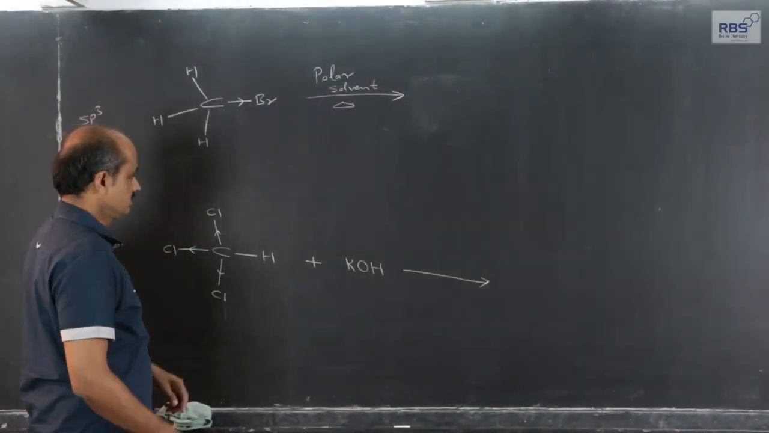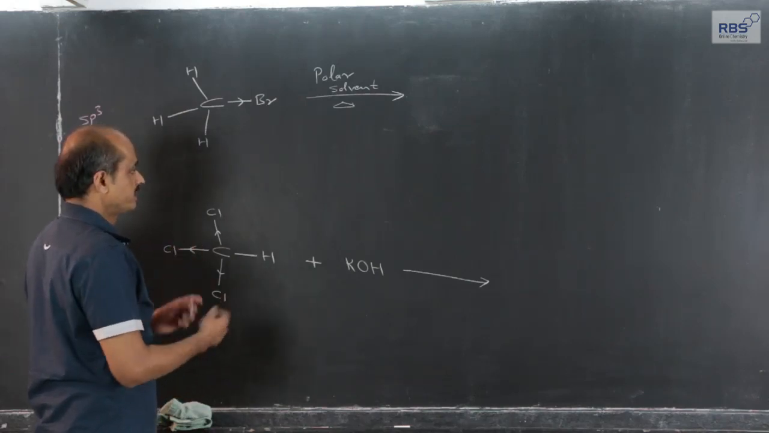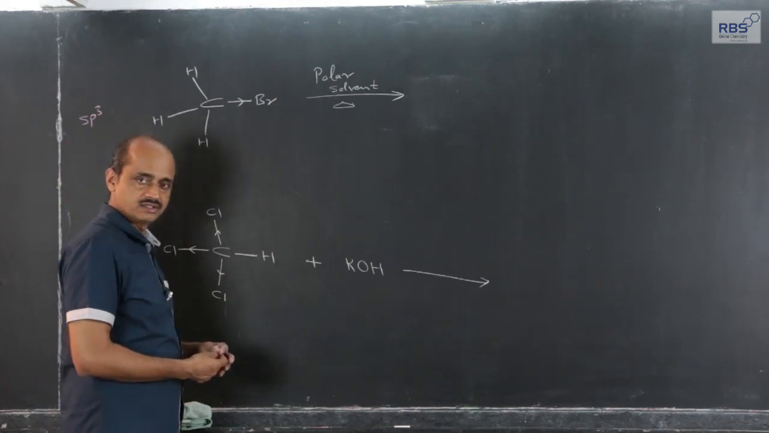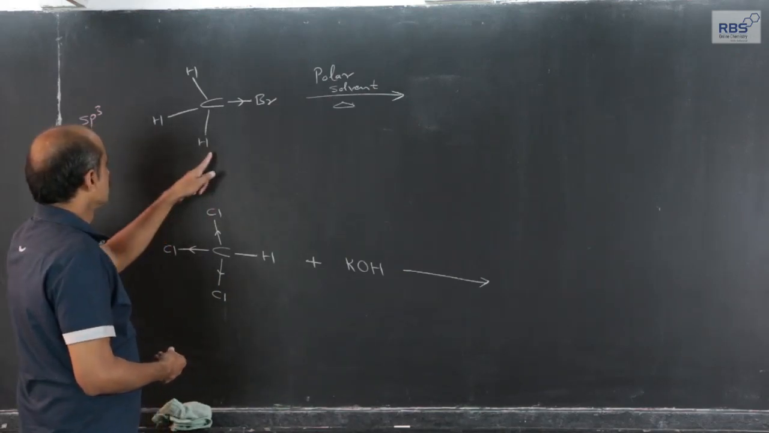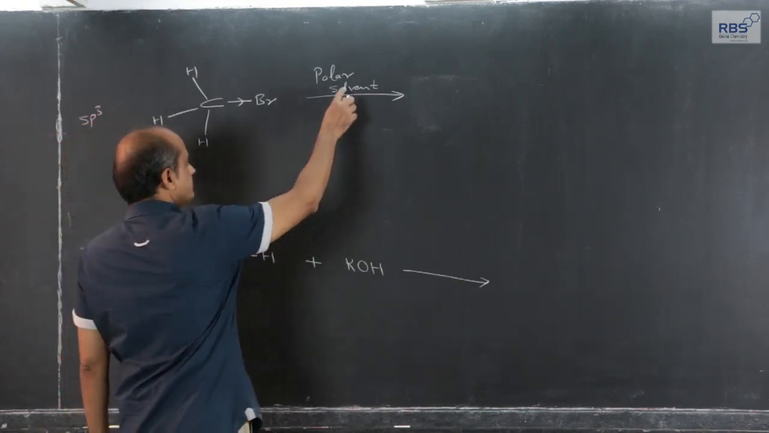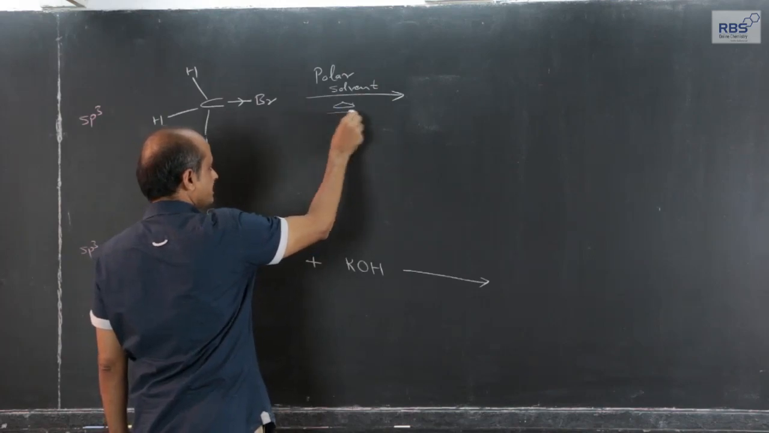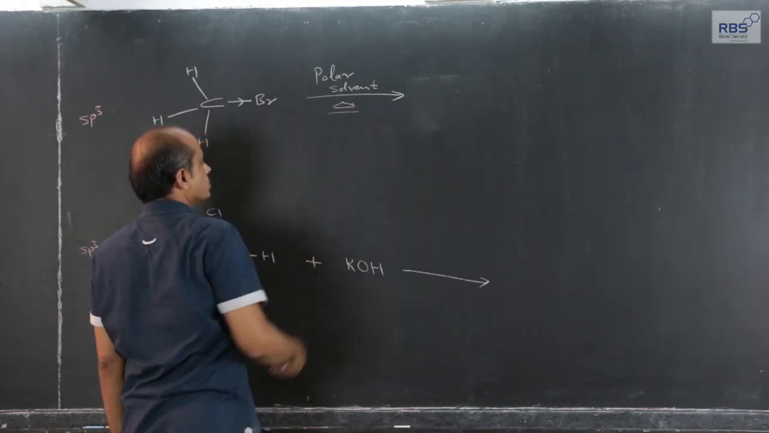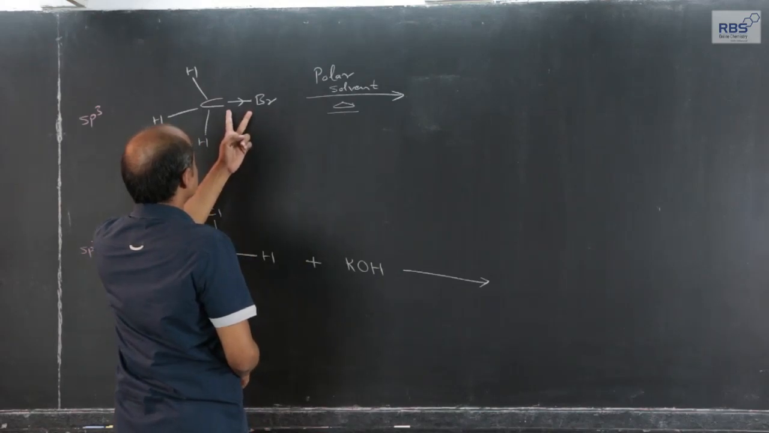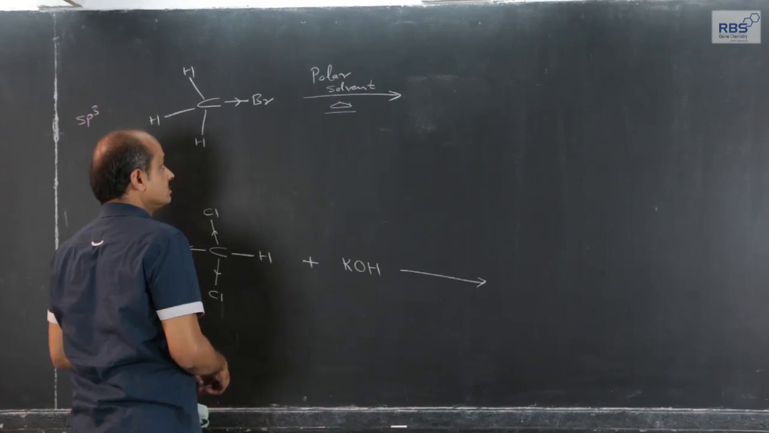Let us consider a few more things: hybridization, geometry, polarity. This is what we are discussing. This is methyl bromide and polar solvent like water, and if we heat it, or this is just a symbol of heating, if we strongly heat it in presence of polar solvent, this carbon bromine bond can get heterolytically broken.